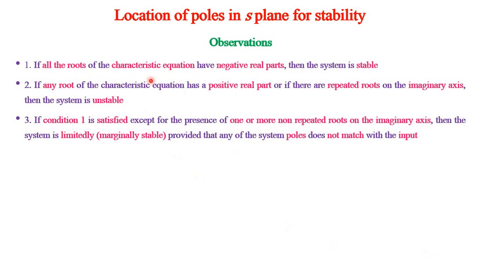So if all roots of characteristic equation, that means poles, have negative real part, system is stable. If any root has positive real part, or if there are repeated roots on j omega axis, system is unstable. If condition 1 is satisfied, but for the presence of one or more non-repeated roots on the j omega axis, system is limitedly or marginally stable, provided any of the system poles does not match with the input.